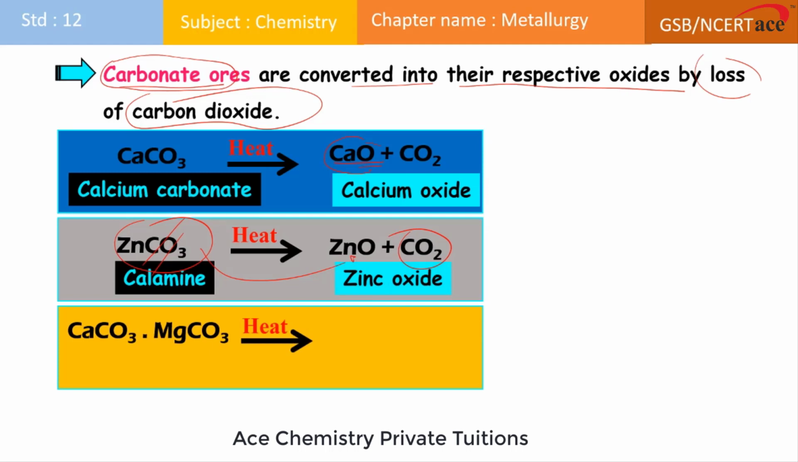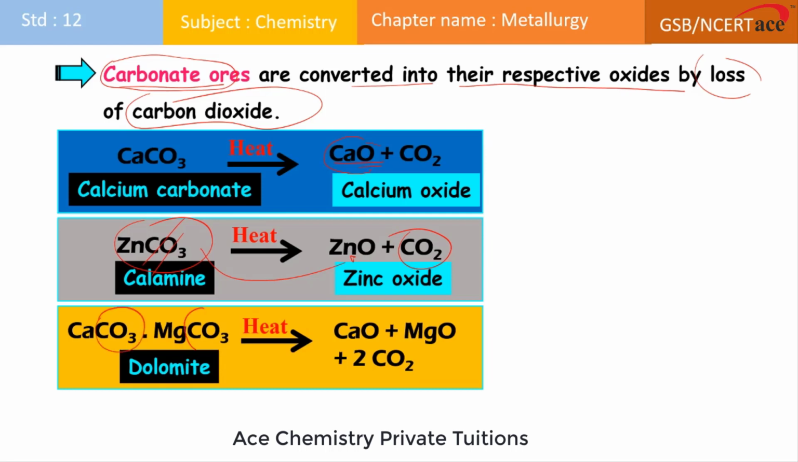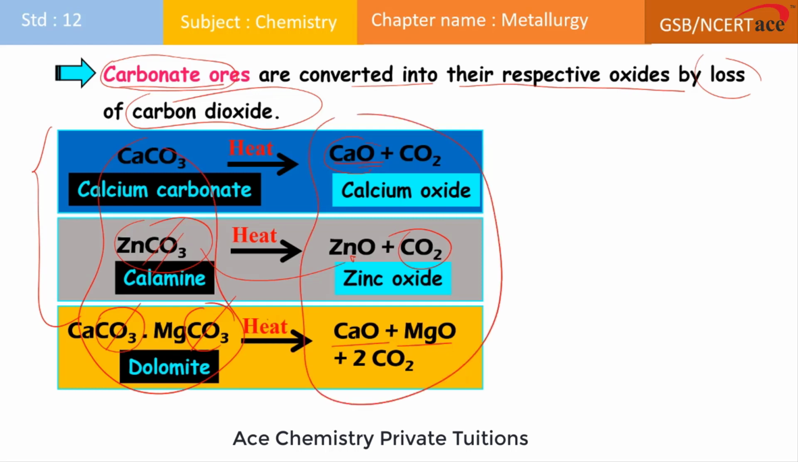Let's take another example, student. This is dolomite. In dolomite, there are two metals, calcium and magnesium, and both are associated with carbonates. So on heating, what happens? This carbonate part evolves what? CO2 gas. So the residue which is obtained gives what? Calcium oxide and magnesium oxide. So in all the processes, metal carbonates get converted to what? Metal oxides.